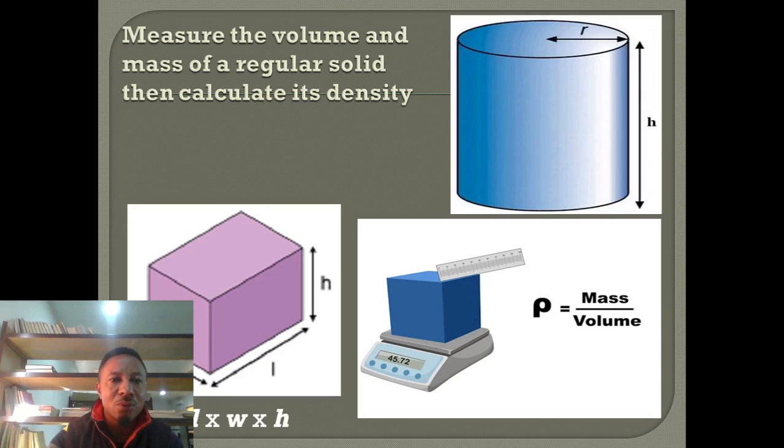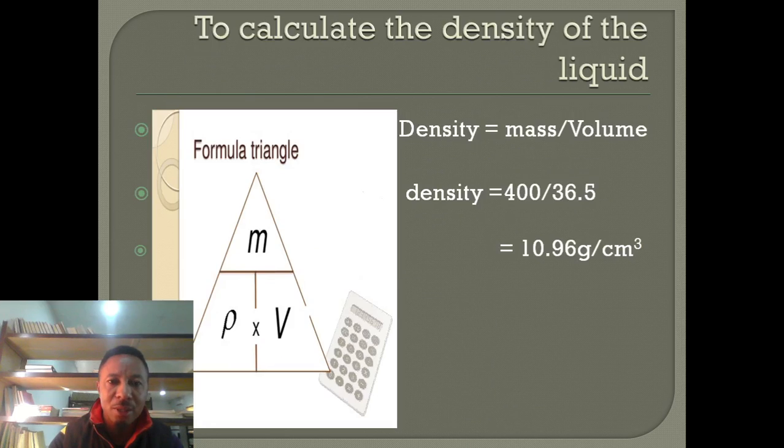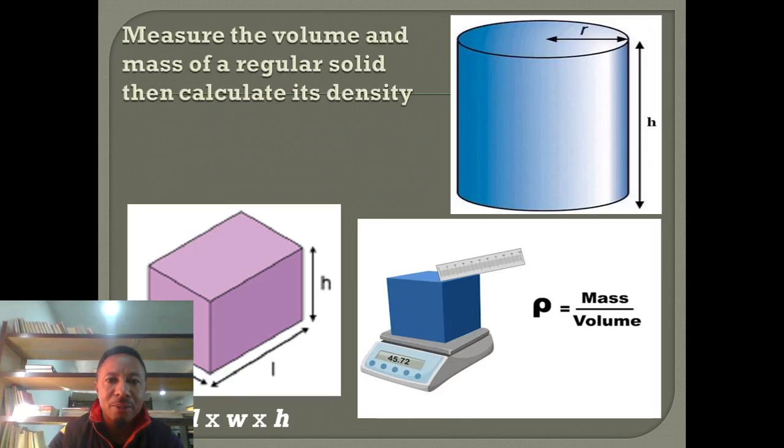Right. Measure the volume and mass of a regular solid, then calculate its density. Now, what do you do when you want to calculate the density of, let's say, a regular solid? Previously, we looked at a case where we have to calculate the density of a liquid. If you want to calculate the density of a regular solid, all you need to do is measure each of the sides, like what you have here, the width, the length, and the height, and then calculate the volume from length times width times height. Or in this case, you can measure the radius and the height and apply the formula for volume, which is pi r squared times height, to get the volume of this solid.